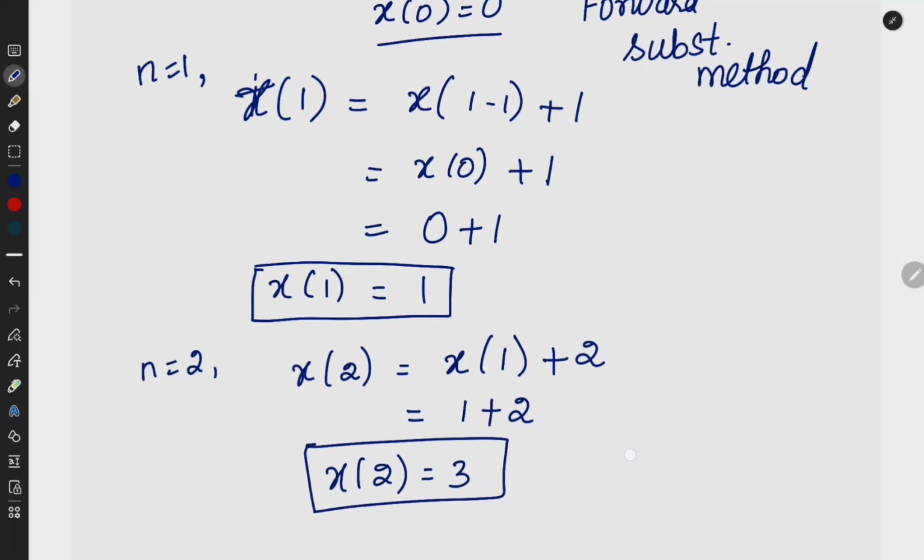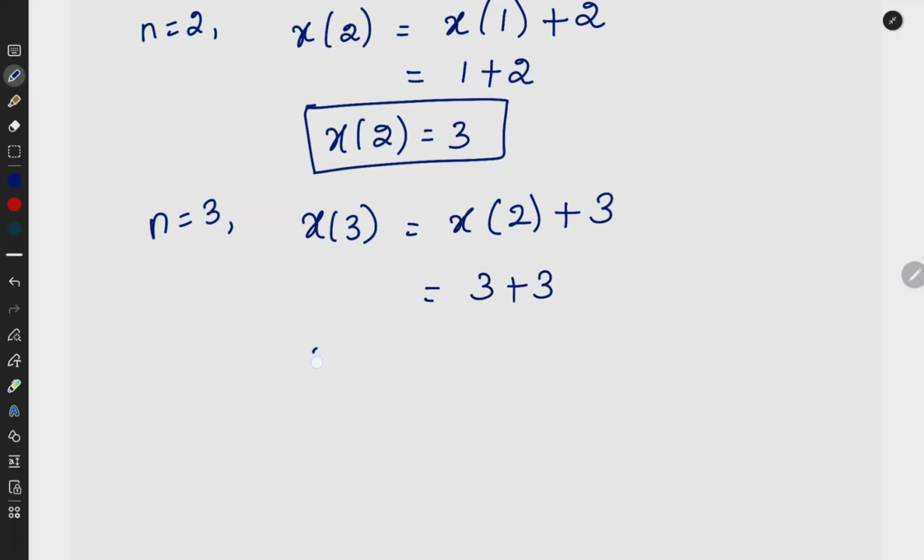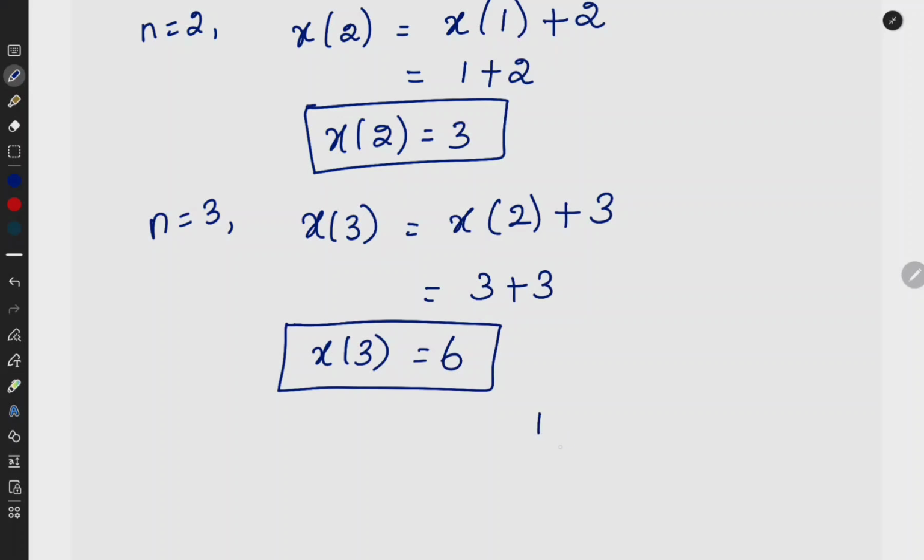This is one value. Then we have to apply n is equal to 3. So now it will become x of 3 is equal to x of 3 minus 1, it will become x of 2 plus 3. X of 2 value is 3. So x of 3 becomes 6. So by observing the pattern, x of 1 is 1, x of 2 is 3, x of 3 is 6. So likewise, we can derive a formula.